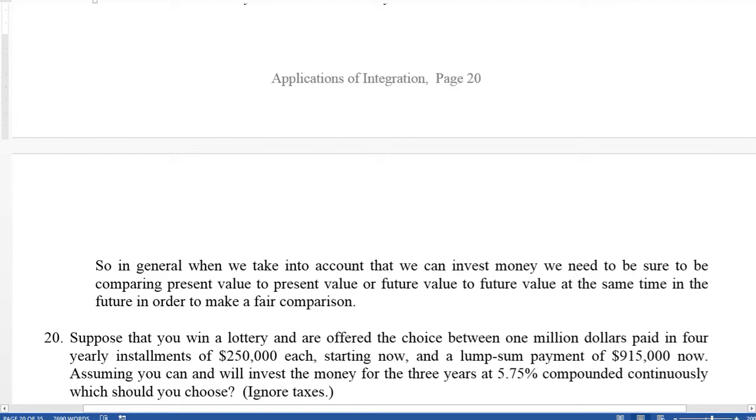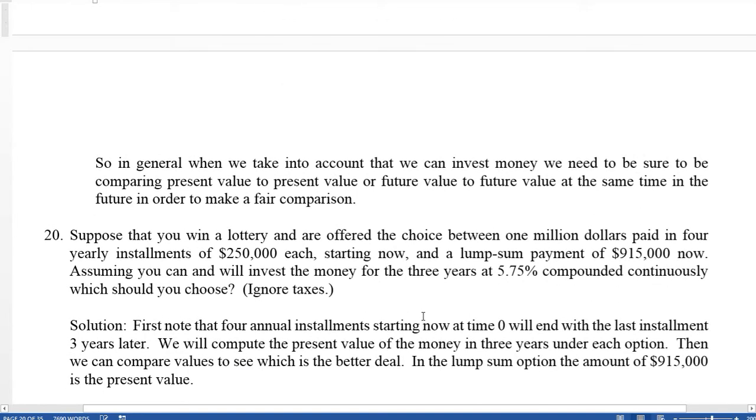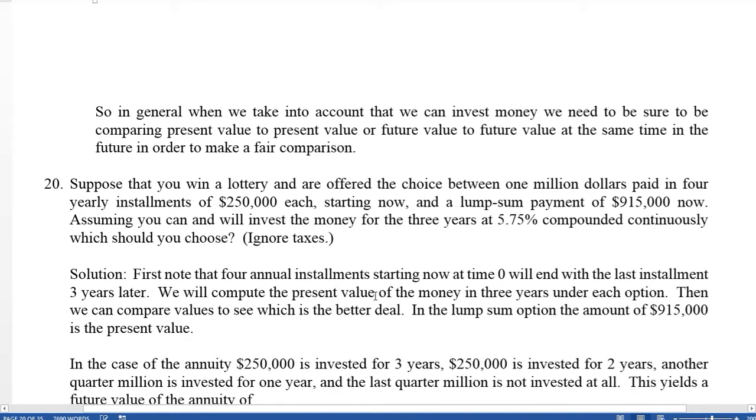So which would give you the better value? We want to compare present value to present value or future value to future value. Since we have the $915,000 as a present value right off the bat, we don't have to do any computation for that. We can find the present value of this $1 million, which of course is going to be less than $1 million, but is it going to be more or less than $915,000? Let's see if we can figure that out.